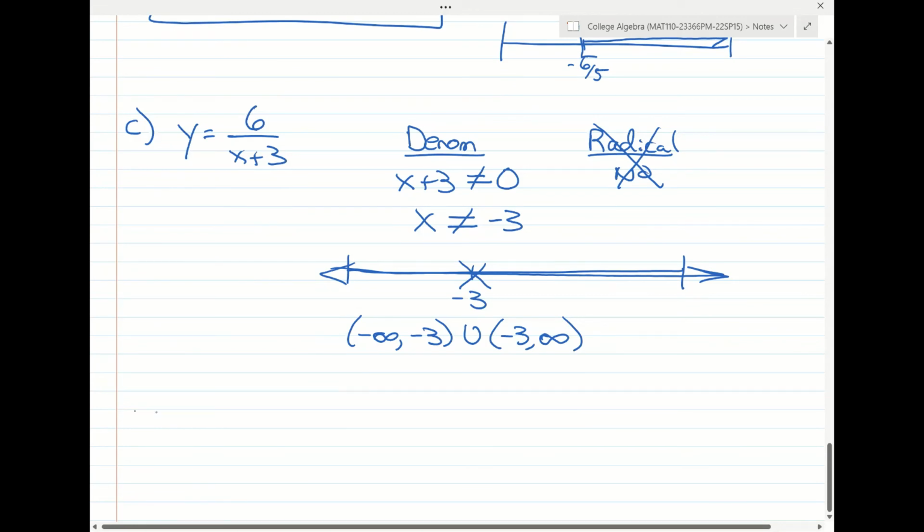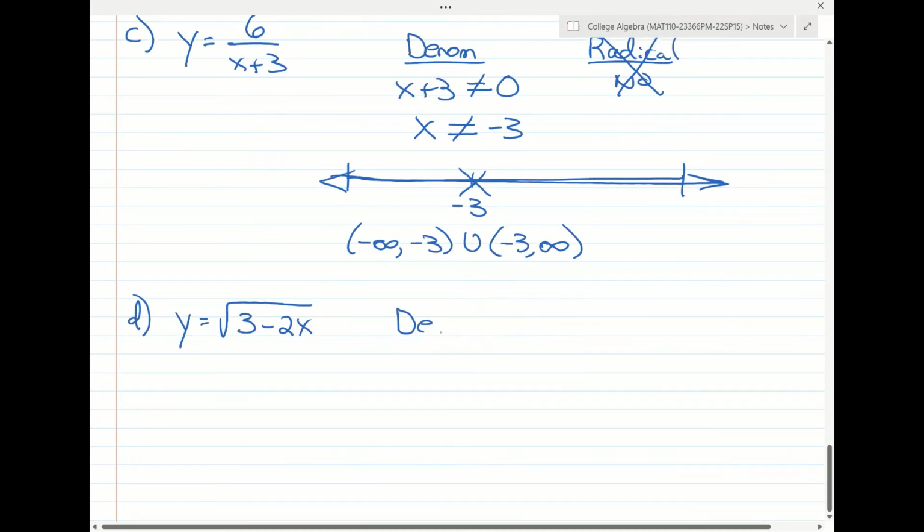What about something like this? So y is equal to the square root of 3 minus 2x. Same deal. We look to see if there's a denominator. If there is, we set it not equal to 0. And clearly, there's no denominator, so we don't have to worry about that. And then if we have a radical, 3 minus 2x, we say that that has to be greater than or equal to 0. You'll never have both things at the same time. You're only going to have one or the other.